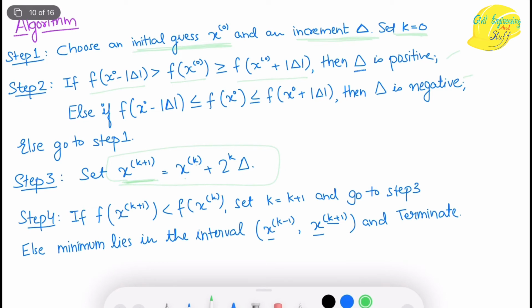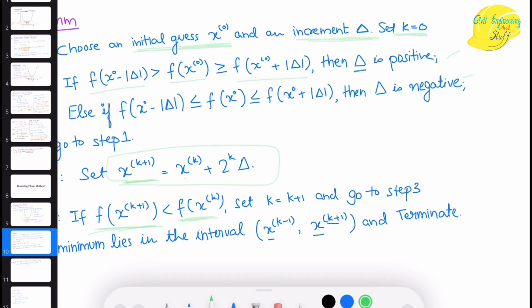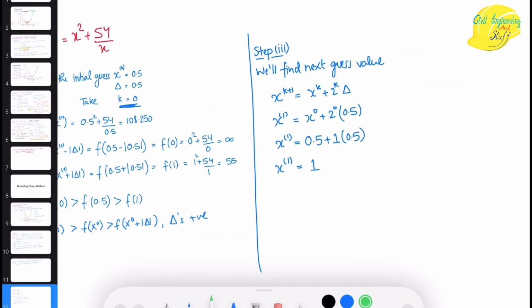In step 4 we have to find the function value of f(x^(k+1)) and compare it with f(x^k), to see if f(x^(k+1)) is greater or lesser than f(x^k). Let's see. First of all, let's see if it is greater or lesser. So we are now moving to step 4. Okay, step 4.